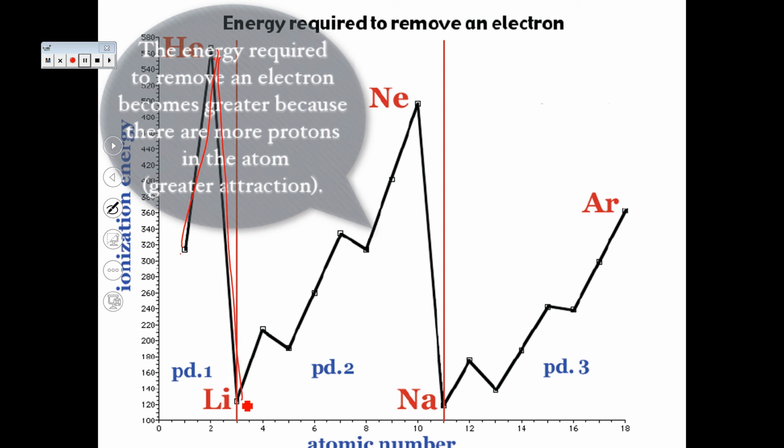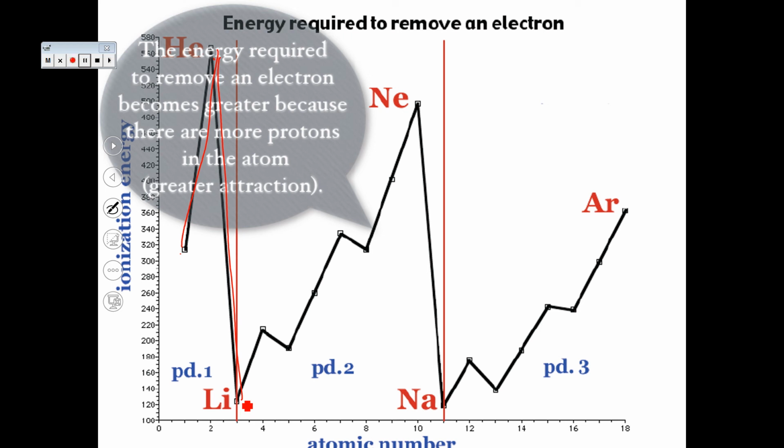What's happening between helium and lithium? You're adding an energy level. So due to the sheer physical fact that the valence electron on lithium is a whole energy level further away from the nucleus than helium's, the ionization energy is going to decrease.